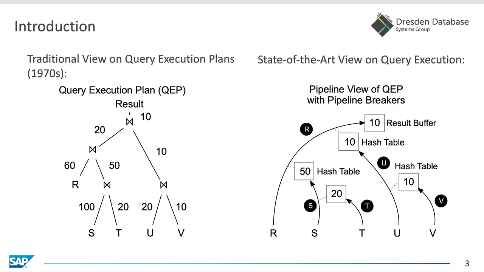Build sides are built on the build side of each individual hash join and result in pipeline breakers. Most pipeline breakers are subsequently used, for instance, for probing into hash tables by probing pipelines.